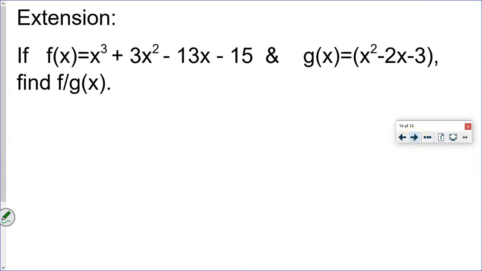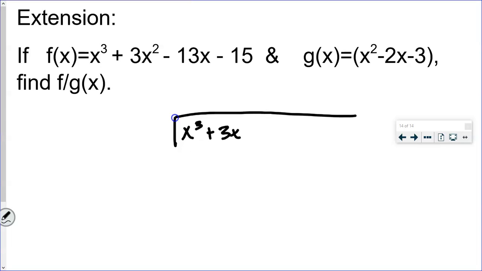All right, so here's our last one, our extension. So, do we have all our terms? Yes. Okay, so you guys could do this one and then come back to me. I'm just going to write the problem right here. And then I'm going to divide it by a trinomial. Check that out.